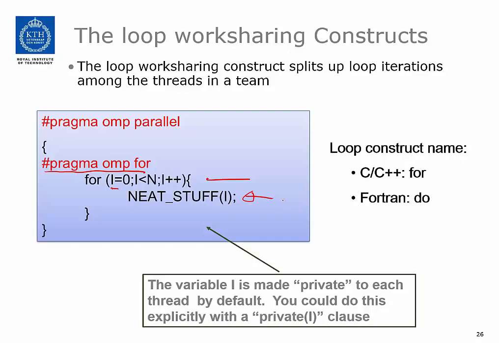So in this case, if we have, for instance, two threads, when you come to the for loop, thread 0, because they are numbered from 0 and upwards, thread 0 will execute iterations 0 to n/2 minus 1, and thread 1 will execute iterations n/2 to n minus 1. Okay?